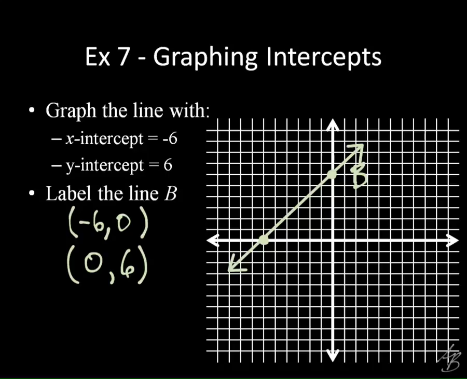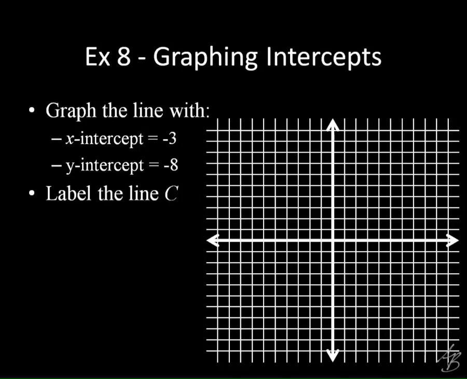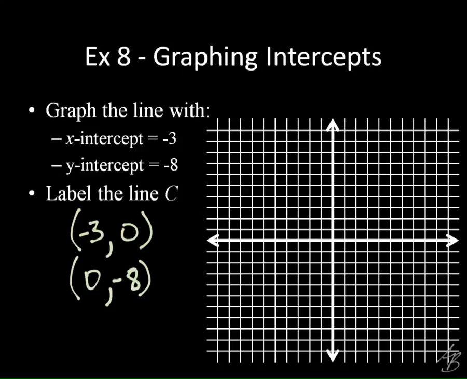Okay. And then for this one, we have an x-intercept of negative 3, so the negative 3 is going to be the x or y? X. And y is 0. Y-intercept is negative 8, so the negative 8 is going to be the y, and x is 0. All right, so negative 3, 0, that's on the x-axis, that's going to be over here, right? Left 3. And then 0, negative 8 on your graph is going to be all the way at the bottom, but on mine it's not quite there, but it's close.